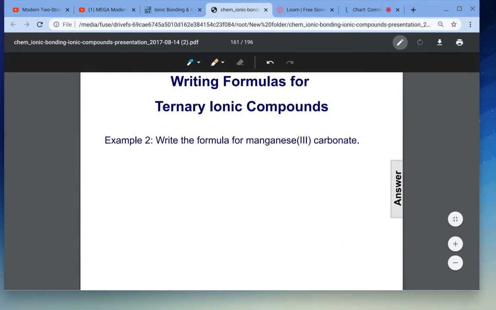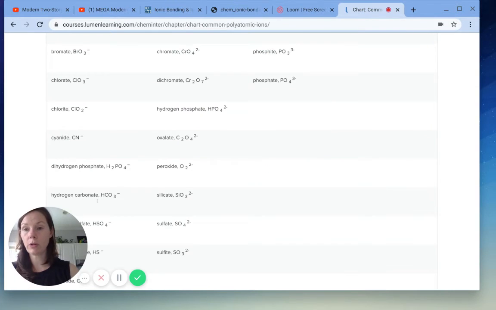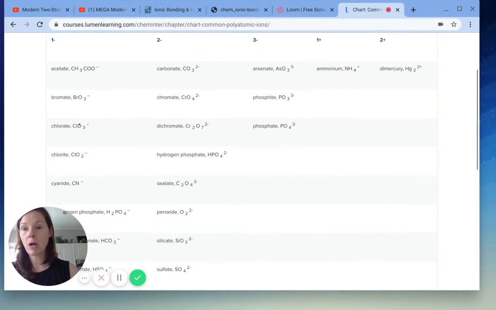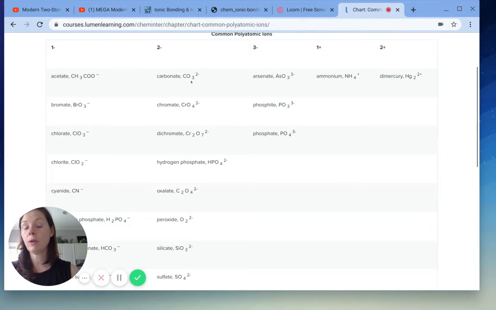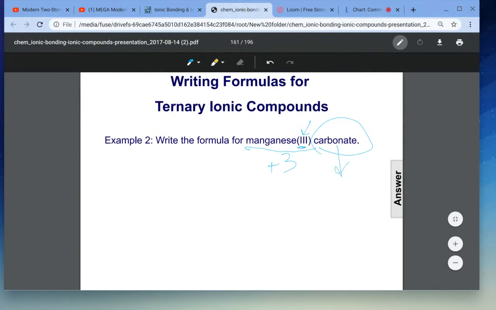All right, example number 2, manganese 3. So look, manganese 3, that's a transition metal. This is the charge, right? The 3 tells you the charge, so that's a +3. Carbonate, go to a chart. What's the charge on carbonate? That's a pretty common one. Carbonate, it's CO3. That's the cereal box, and the charge is 2-. So what are you going to do? Use the crisscross method now and get your answer.